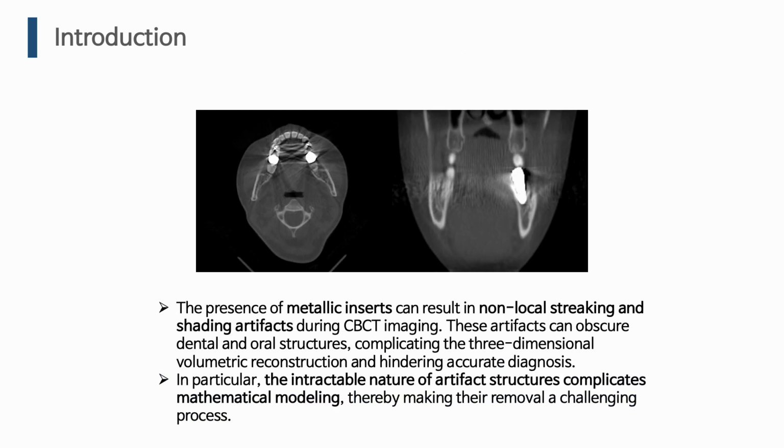The presence of metallic inserts such as dental crowns and implants can result in artifacts during CBCT imaging. These artifacts can obscure dental and oral structures, complicating the three-dimensional volumetric reconstruction and hindering accurate diagnosis. In particular, the intractable nature of artifact structures complicates mathematical modeling, thereby making their removal a challenging process.